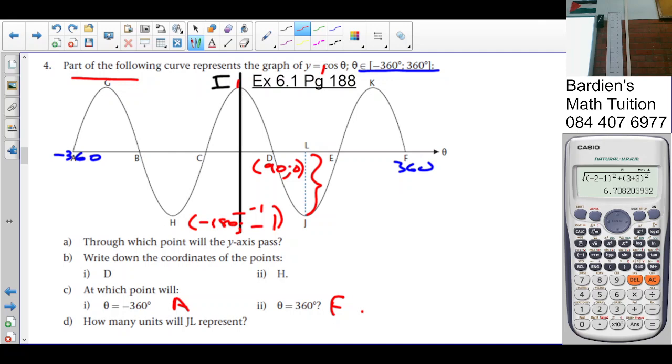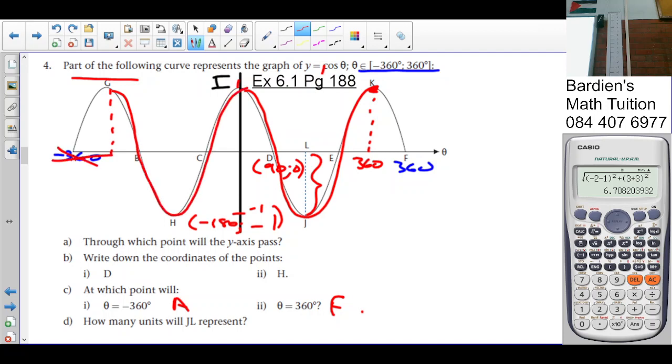So if you're looking at the cos graph, it starts there and ends there. So that's actually a 360. The graph is going from there to there. So yes, this is not good. So it's actually through G and K. There we go. So how many units will JL represent? 1. JL is 1.